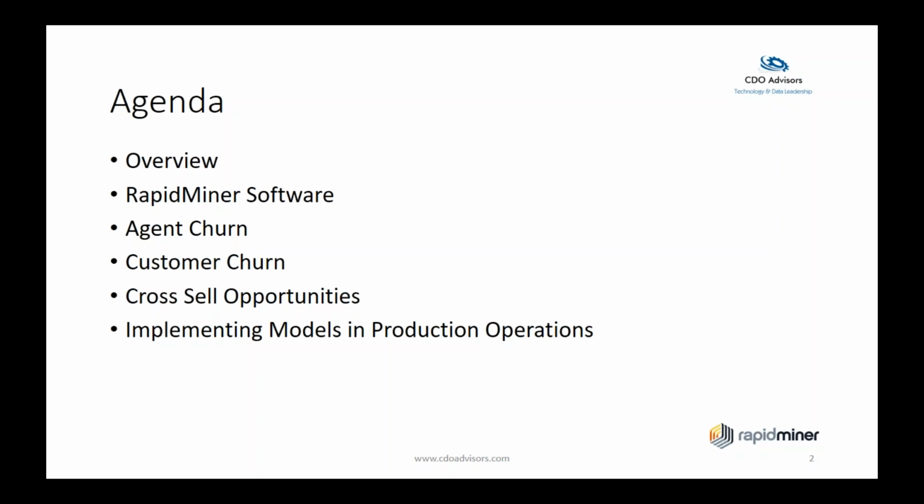And the last thing is cross-selling opportunities. So how do you take all the data from your various systems, build it into a model, and feed that information back to your call center team so that when a customer calls in, they already know what to offer a customer as a next best offer or next best action. And then the last piece will be going through implementing models into production operations.